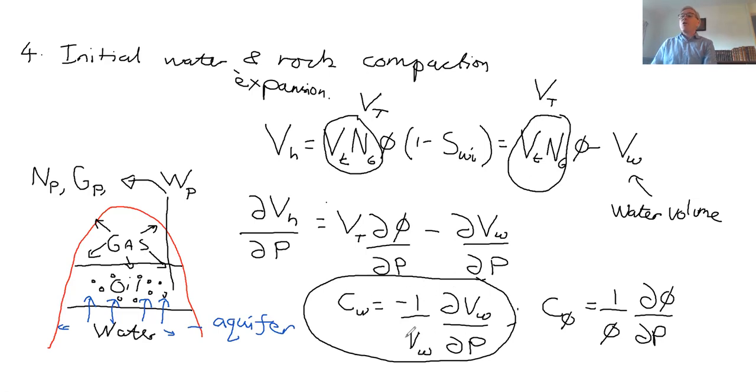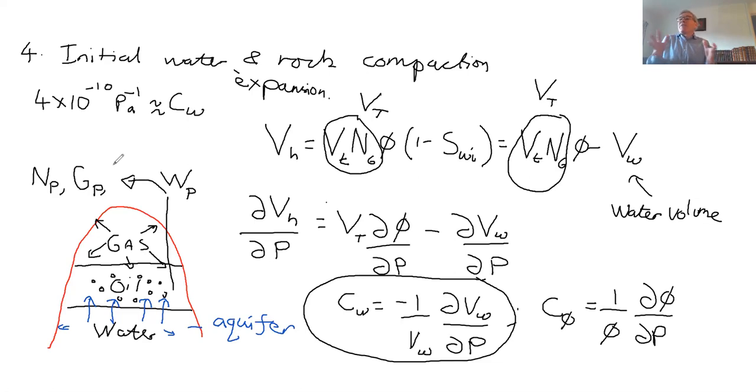That's the compressibility of water. And it's a reasonably well understood beast. Obviously, it depends a little bit on the composition, the temperature and pressure conditions. But we're normally looking at a compressibility of water that's about 10 to the minus 10 per Pascal. So it's a tiny amount. Okay?